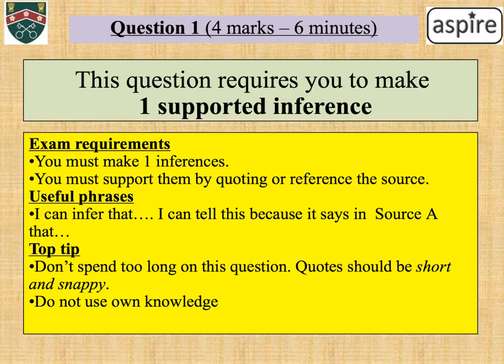So let's have a look at how to tackle the questions on the Unit 2 Life in Germany exam. Question 1 is worth 4 marks and you should spend 6 minutes on this question. The question simply requires you to make one supported inference. An inference is what you can work out from a particular source, and you must support your inference by either quoting from the source or, if it's a picture source, by referring to something specific in the actual picture or photograph. So you must remember to make one supported inference and quote from the source.